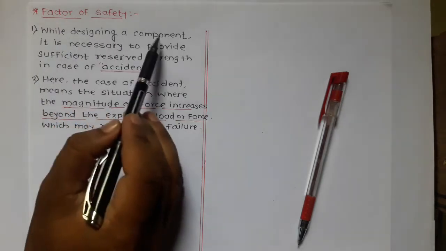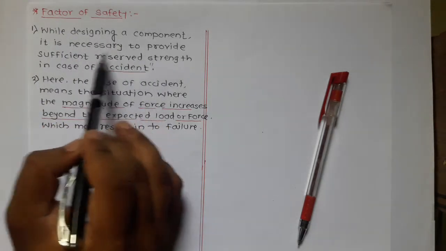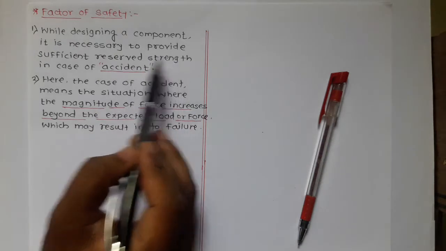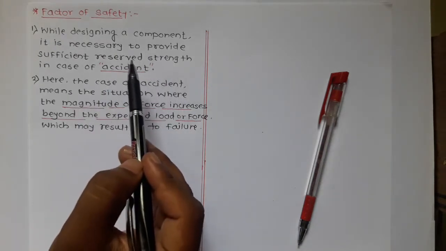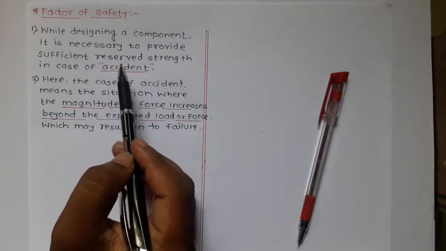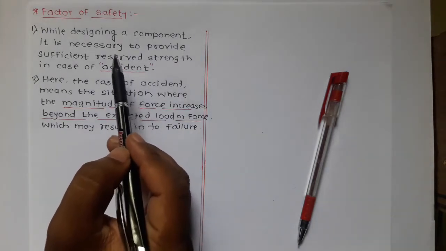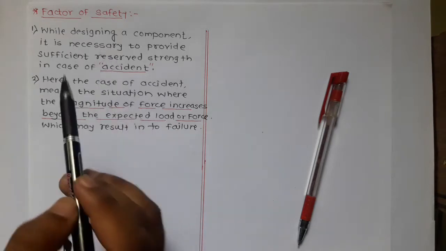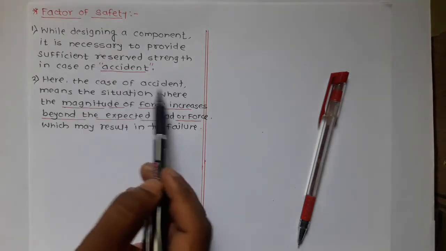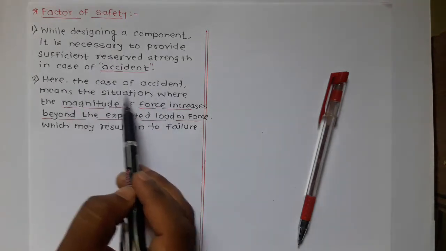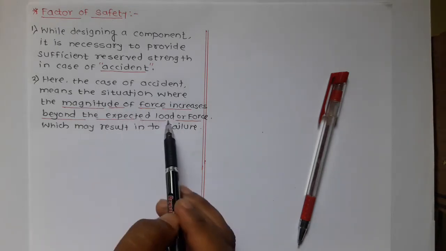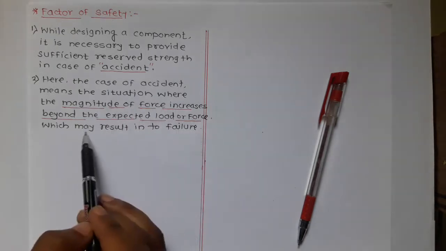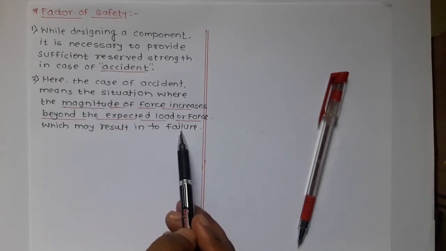Now, while designing a component, it is necessary to provide sufficient reserve strength in case of accident. So every design engineer has to provide sufficient reserve strength for the component that he is designing. Here, the case of accident means the situation where the magnitude of force increases beyond the expected load or force, which may result in a failure.